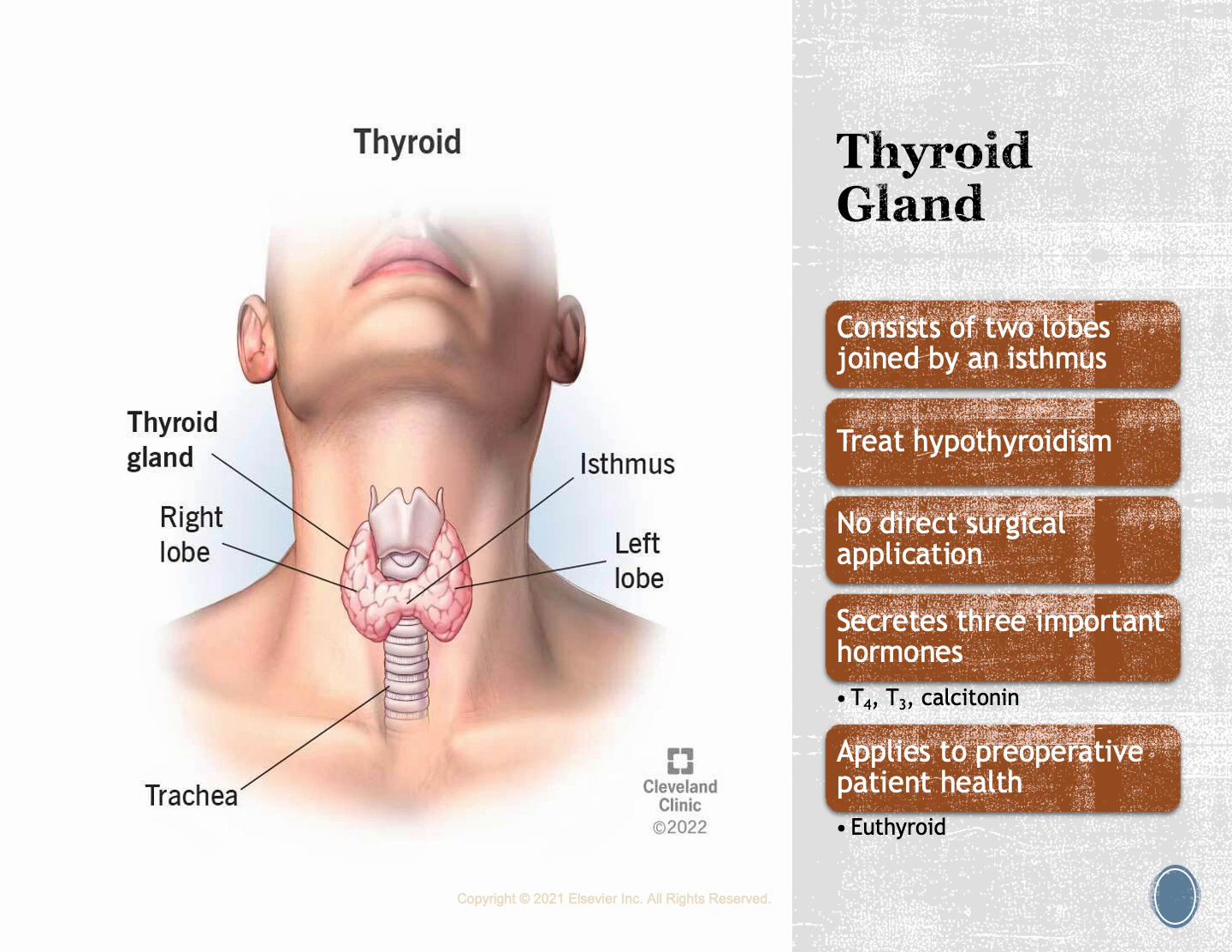So there are three thyroid hormones. There's T4, T3, and calcitonin. Now, T4 and T3 are regulated by the thyroid stimulating hormone that is produced by the anterior pituitary. Remember, that is called the adenohypophysis. So the adenohypophysis secretes thyroid stimulating hormone.